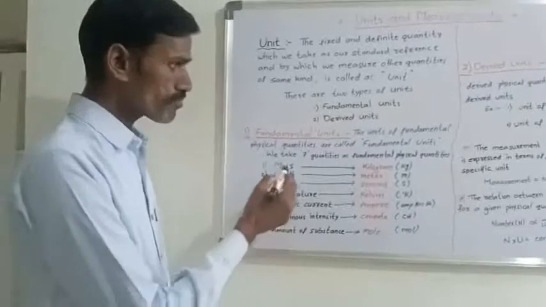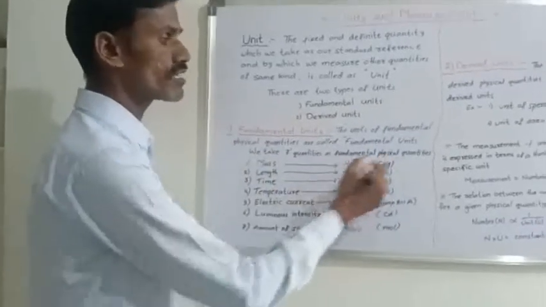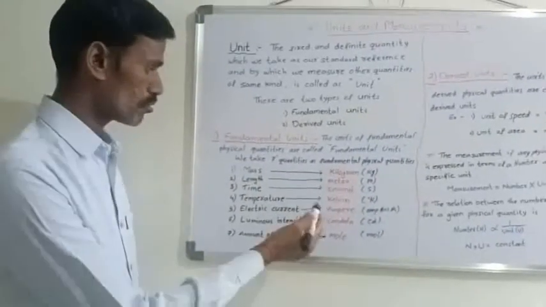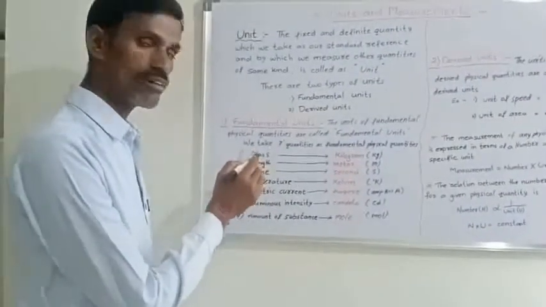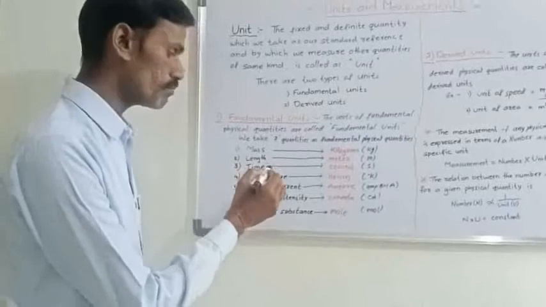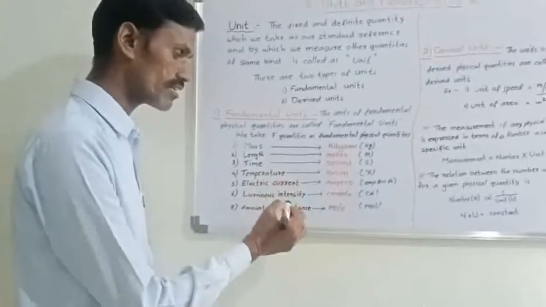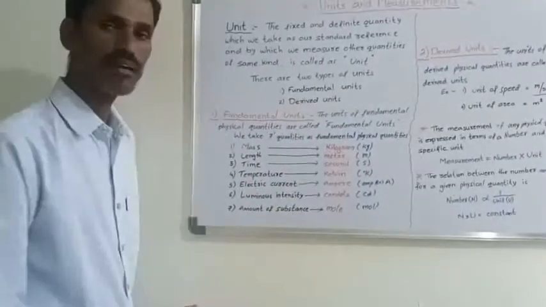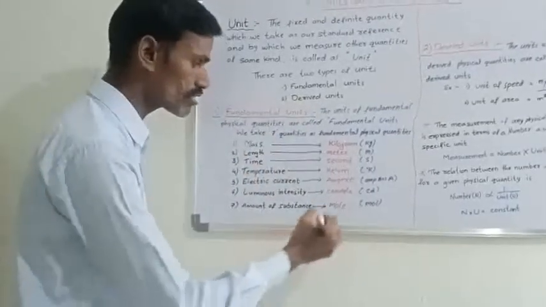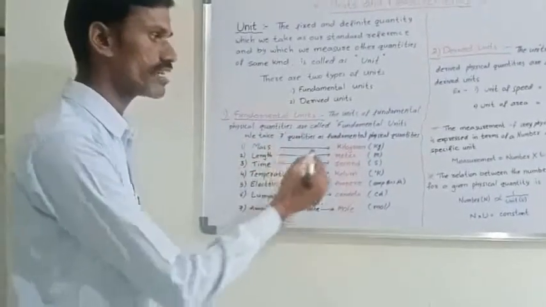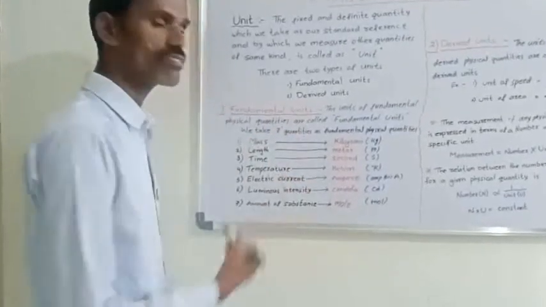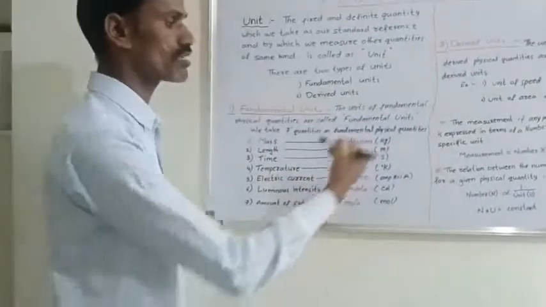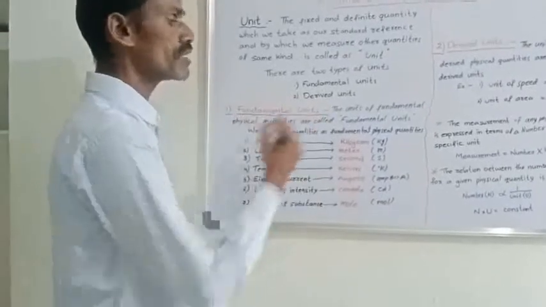Here we take 7 quantities as fundamental physical quantities. What are the 7 fundamental physical quantities? Those are mass, length, time, temperature, electric current, luminous intensity and amount of substance. So these 7 physical quantities are taken as fundamental physical quantities. Now the units of these 7 fundamental physical quantities are the fundamental units.